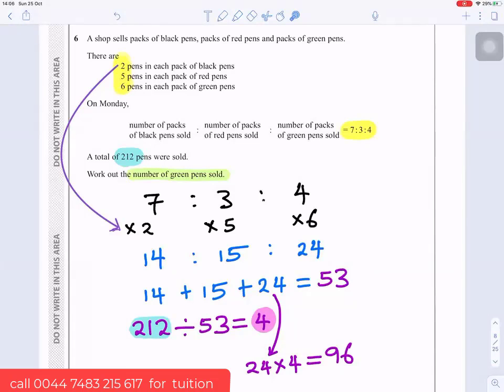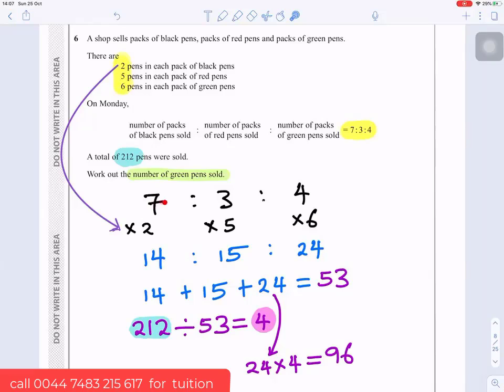So the translation is (-6, -1). Question number 6. A shop sells packs of black pens, packs of red pens, and packs of green pens. There are 2 pens in each pack of black pens, 5 pens in each pack of red pens, and 6 pens in each pack of green pens. On Monday, the number of packs of black pens sold to the number of packs of red pens sold to the number of packs of green pens sold is 7:3:4. A total of 212 pens were sold. Work out the number of green pens sold.